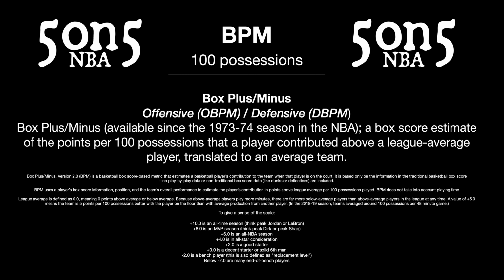Because above average players play more minutes, there are far more below average players than above average players in the league at any time. A value of plus 5 means that the team is 5 points per 100 possessions better with the player on the floor than with average production from another player. In the 2018-2019 season, teams averaged around 100 possessions per 48 minute game.